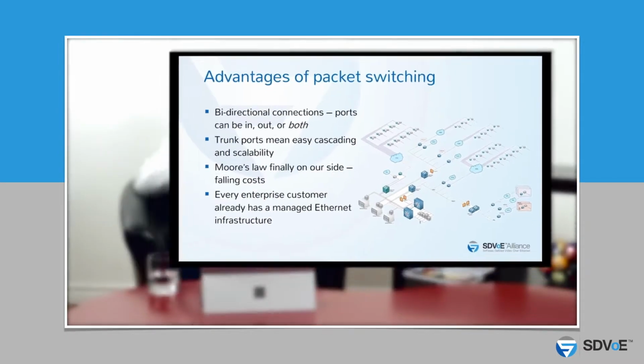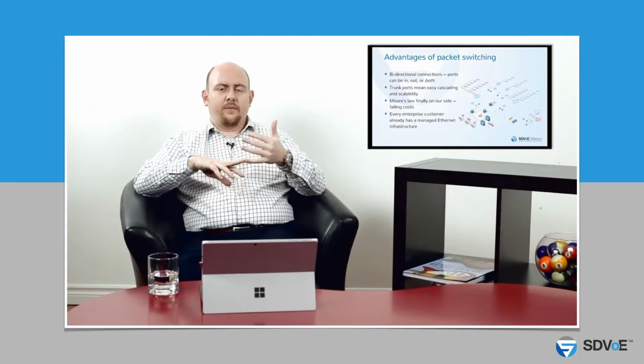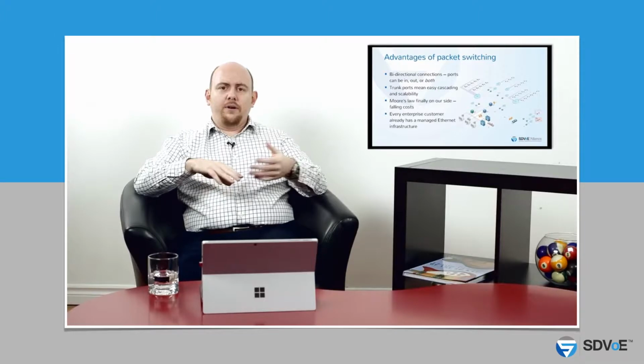So every port is bidirectional in an Ethernet system. It can be an input, it can be an output, or it can even be both at the same time. Trunk ports on Ethernet switches mean it's very easy to cascade and scale these systems from simple little 6-port or 8-port devices up into hundreds or thousands of ports in a single routing system.